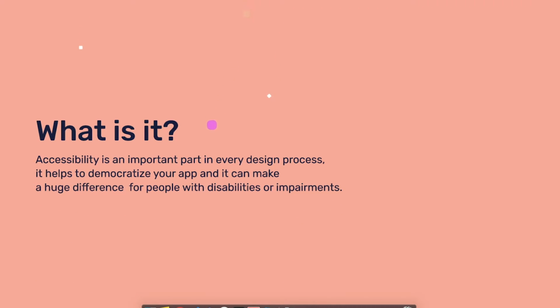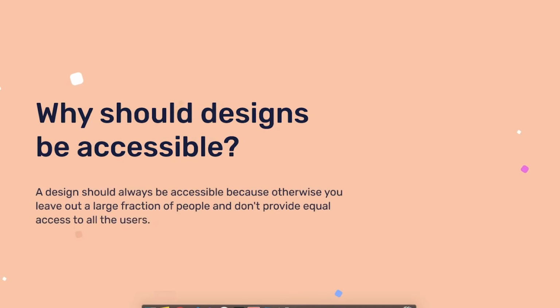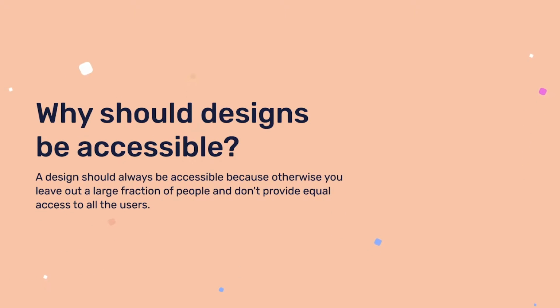Accessibility is an important part in every design process. It helps to democratize your app and it can make a huge difference for people with disabilities. Why should designs be accessible? A design should always be accessible because otherwise you will leave out a large fraction of people and don't provide equal access to all the users.